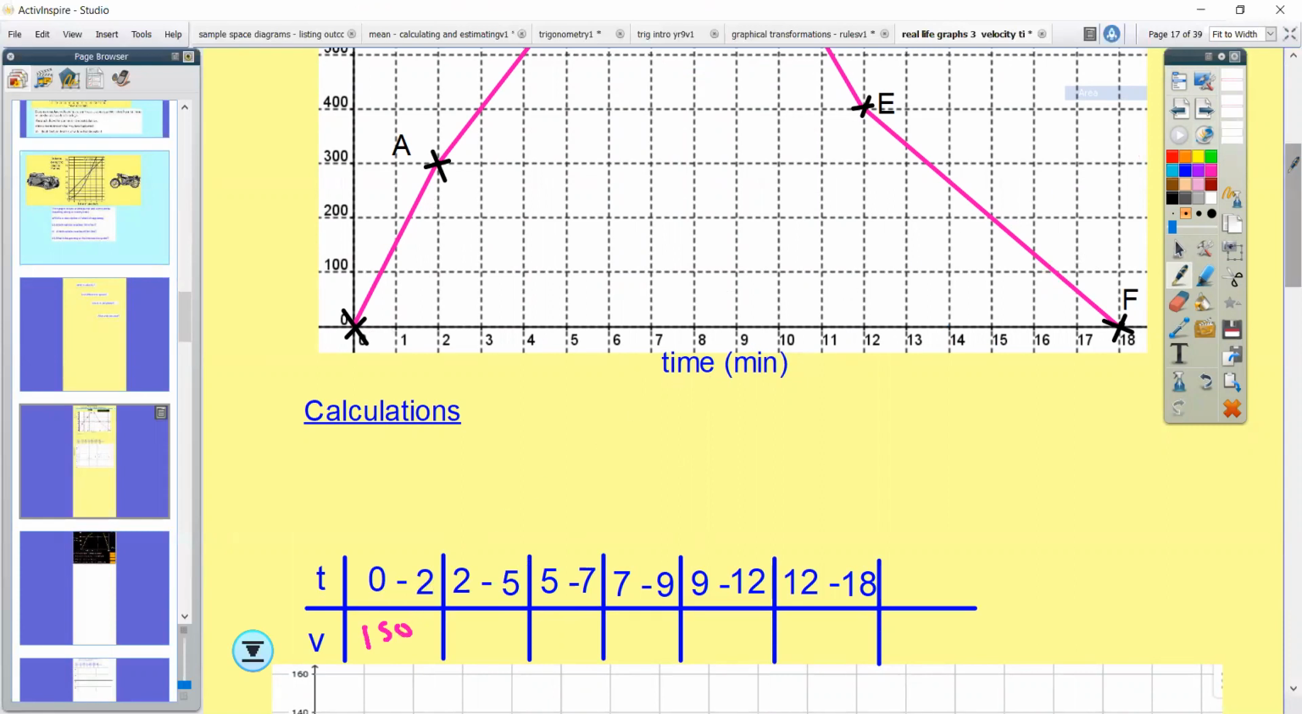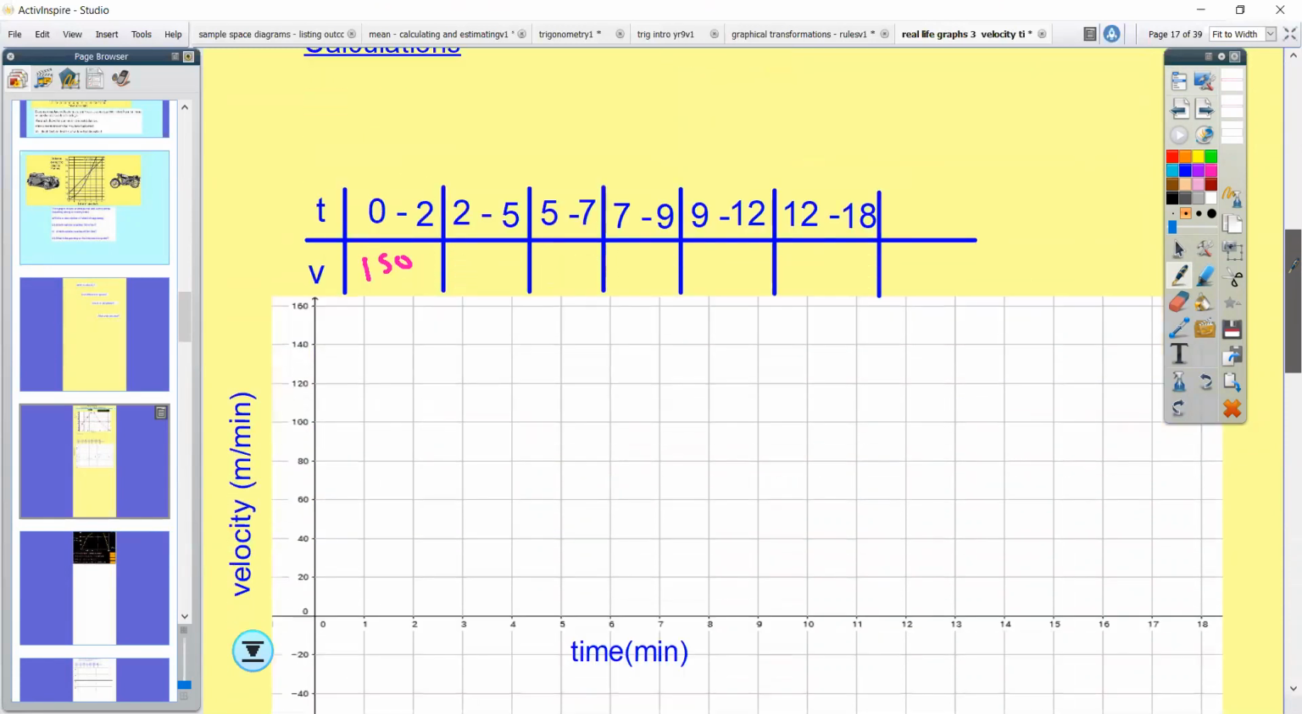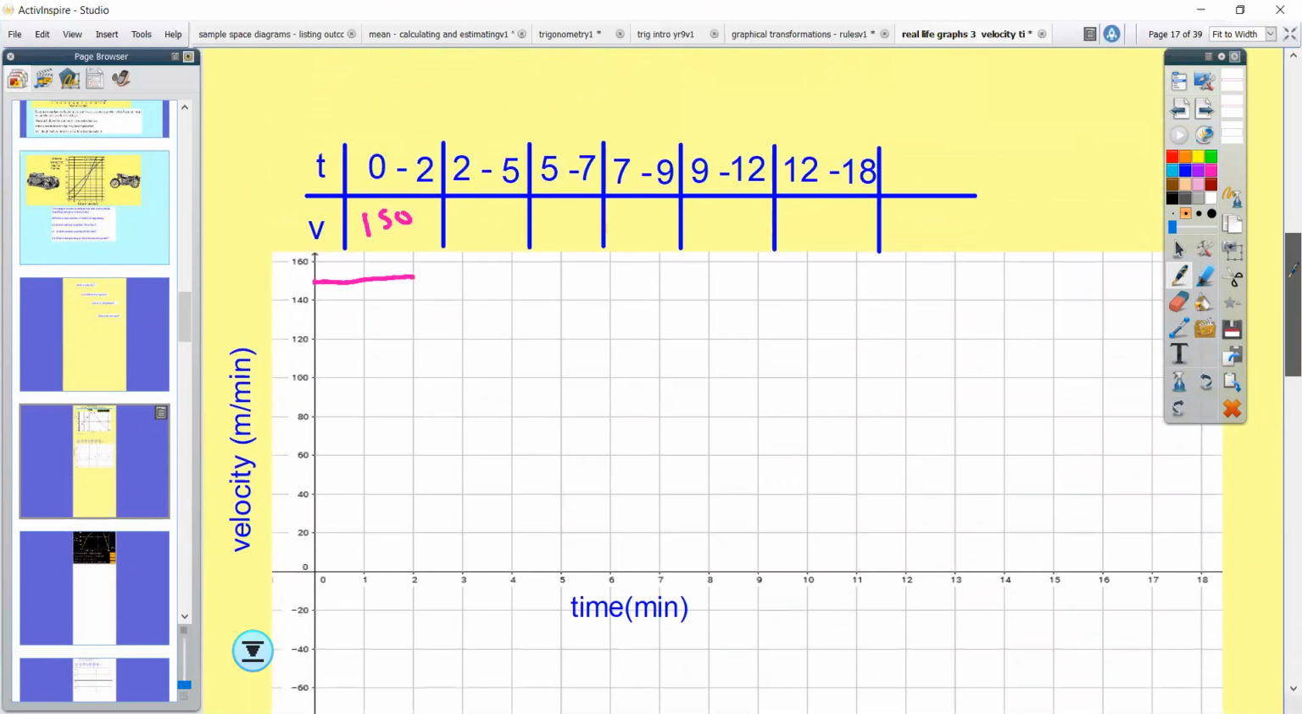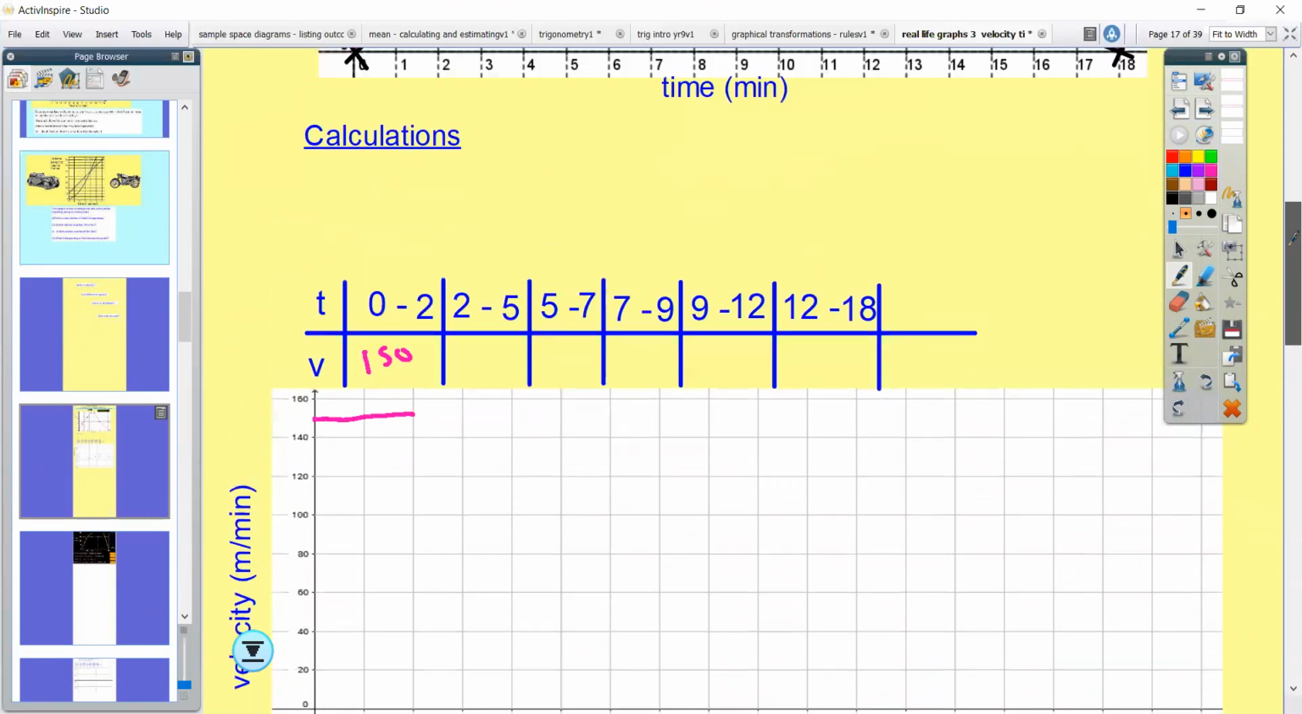So how does this appear on a velocity time graph? Well, down below, we draw that now. For 0 to 2 minutes, we've got 150. So it stays at 150. And this is where you start getting into, is this realistic? Would I have been traveling at that constant velocity? Would it be slightly above or below? We expect it to be a horizontal line.